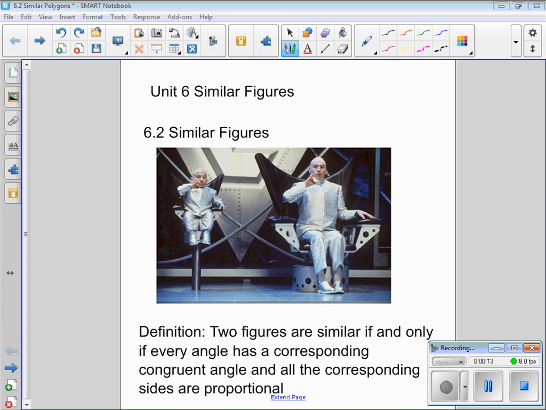Definition of similar figures is this. Two figures are similar if and only if every angle in one of the figures has a corresponding congruent angle in the other figure, and all the sides are proportional. What that means is when I write a ratio between the two corresponding sides, that ratio has to equal the same ratio as all the other corresponding sides. Let's take a look at a problem real quick and just touch on it.